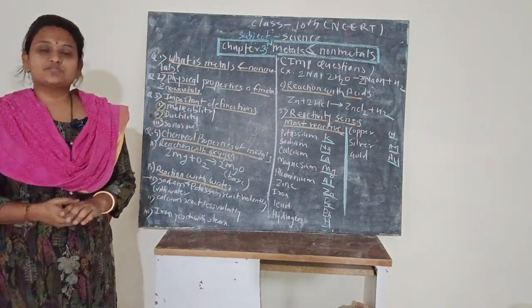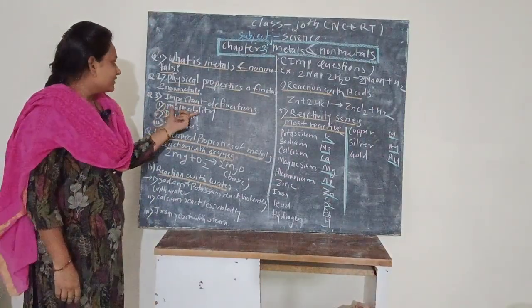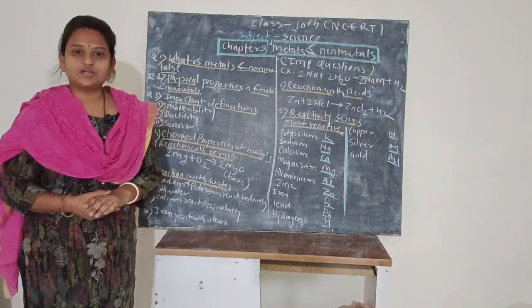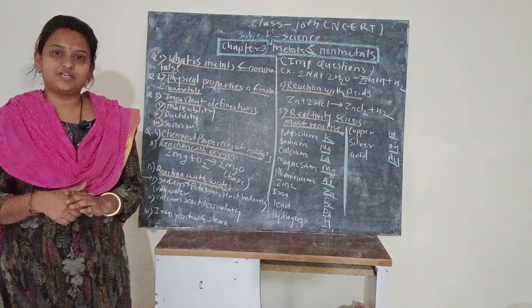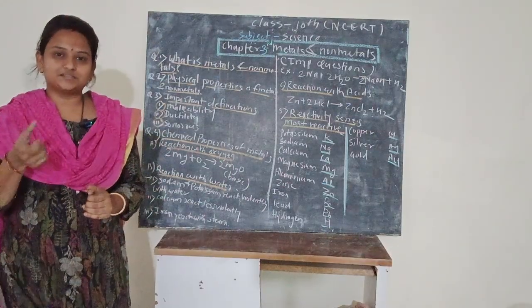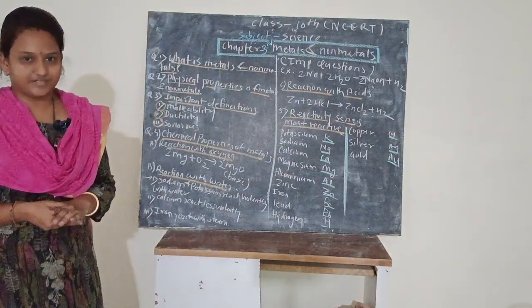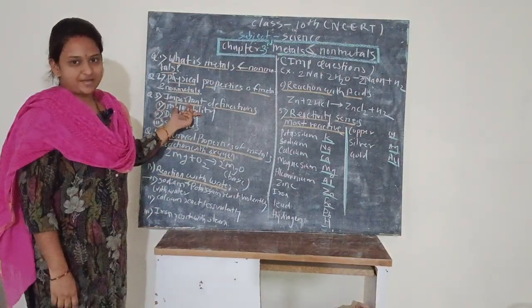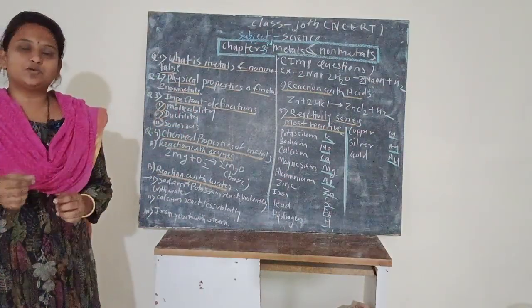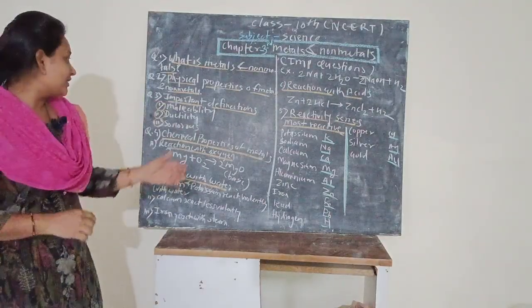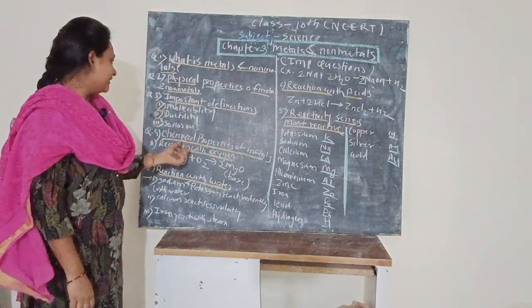Metals are substances which can conduct heat and electricity, and which have properties like malleability. Then what is malleability? Malleability is the property by which, when we strike a metal with a hammer, it converts into a sheet. This property is known as malleability. If we explain in Hindi, if we hit a metal with a hammer, it will convert into a plain sheet. That property is called malleability.